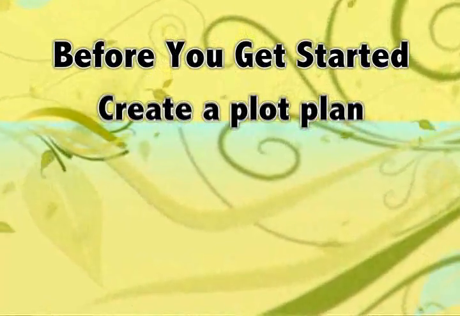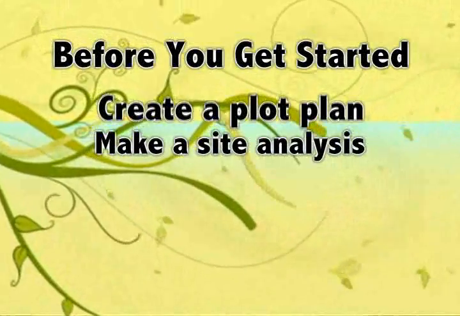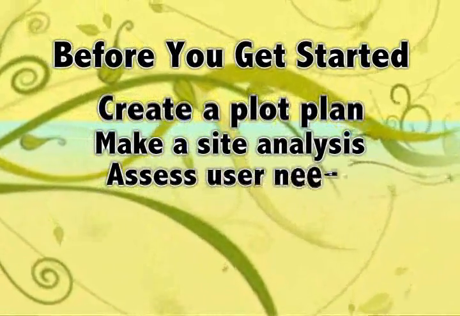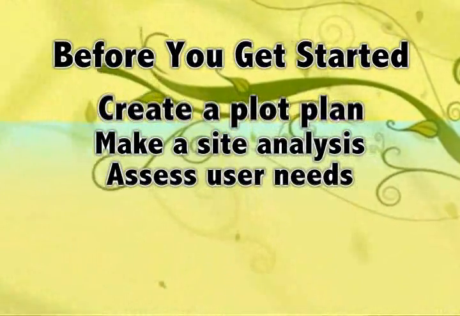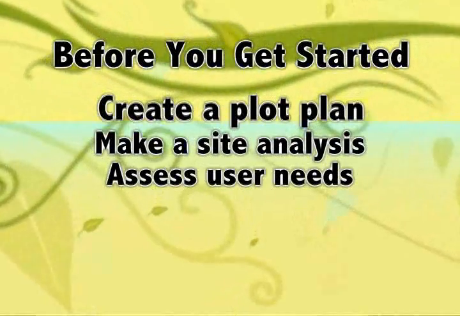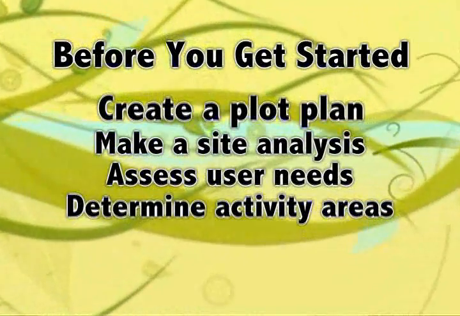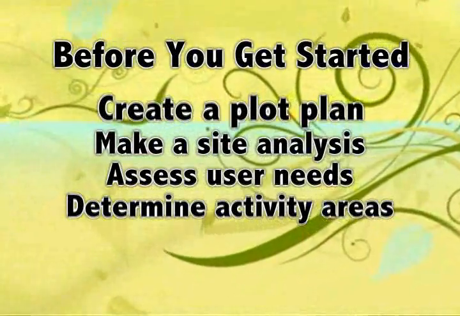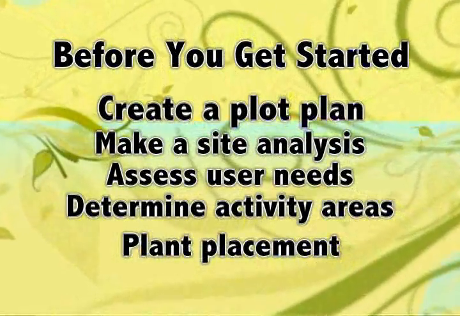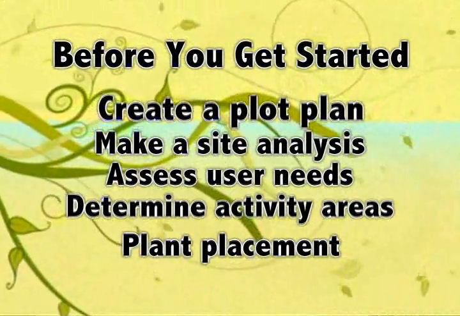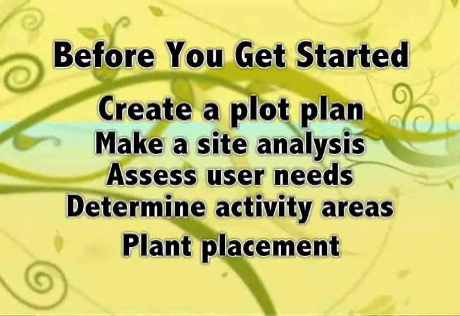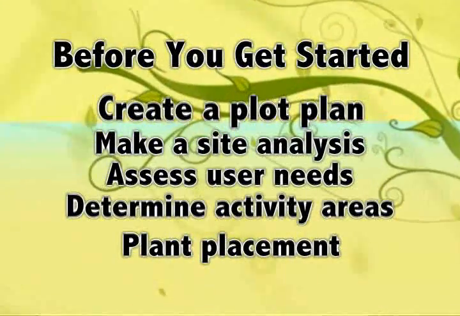Second, you want to do a thorough but quick site analysis of your area. Third, you want to assess the user needs, and this is where you just take into account how the site's going to be used and who's going to be using it. Fourth, you want to figure out your activity areas, what the users are going to be using and where. And fifth, the best part, plant placement. And this is usually everybody's favorite part, but you can't skip ahead because putting a little bit of thought in beforehand will really make it worthwhile at the end.